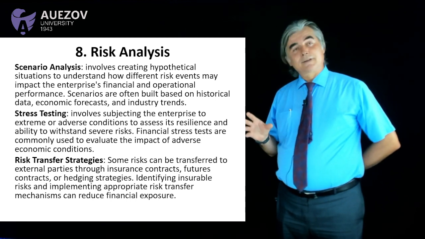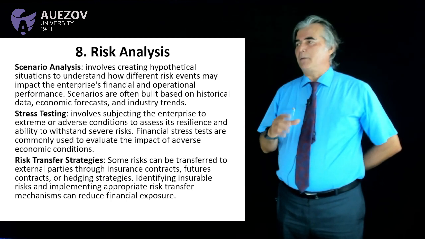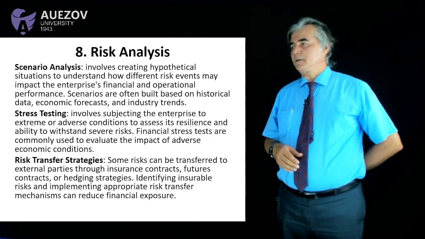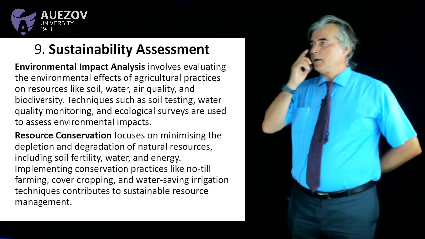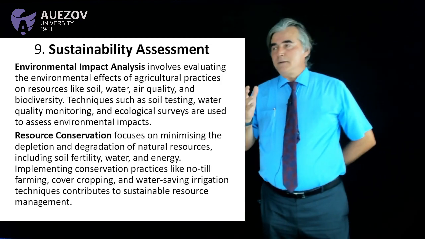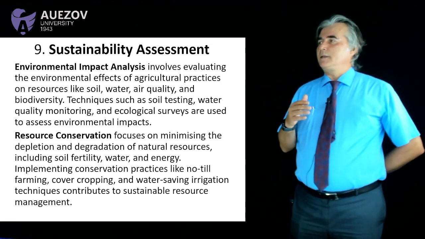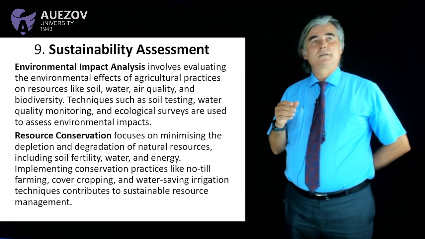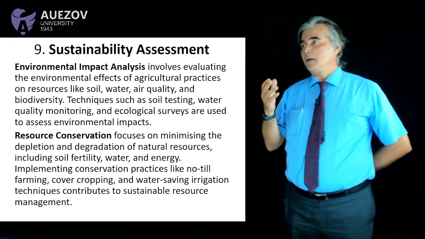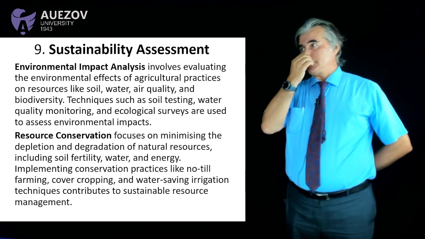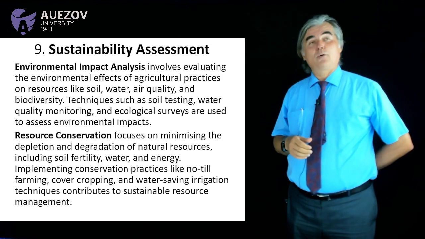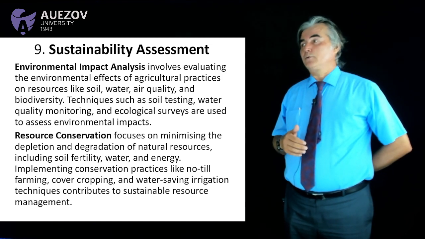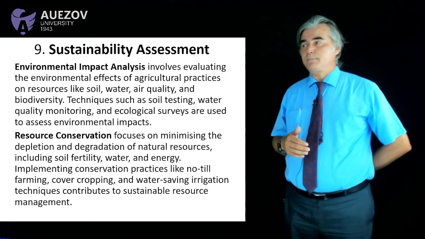Identifying insurable risk and implementing appropriate risk transfer mechanisms can reduce financial exposure. So the other analysis is sustainability assessment. In this analysis, we use environmental impact analysis, which involves evaluating the environmental effects of agriculture practices on resources like soil, water, air quality, and biodiversity.